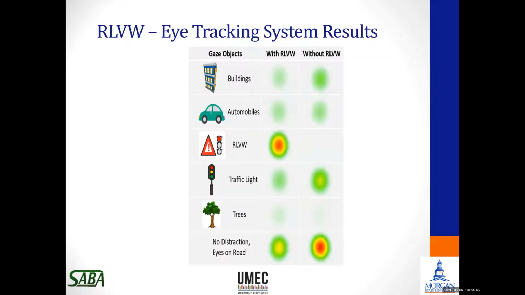And these are the eye tracking system results for the red light violation. We can see that the system informs the driver of the changing traffic light, giving them plenty of time to react accordingly. But we could not find any significant correlation between the sociodemographics of the participants and eye gaze analysis. But all we see is they pay attention to it, they see it, and they look at the warning.